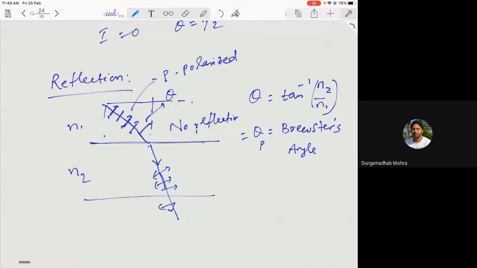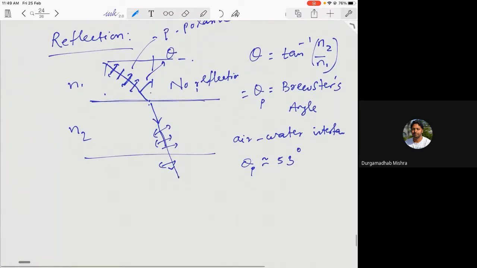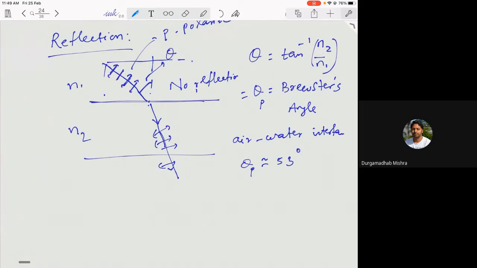If I take an air-water interface, this theta p is of the order of 53 degrees. So if my incident light is incident at 53 degrees, I will actually have no reflection, for theta equal to theta p or greater than that.